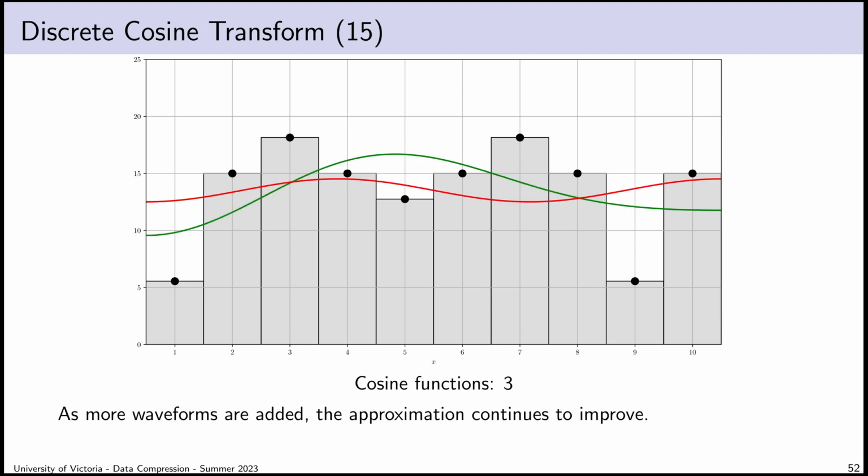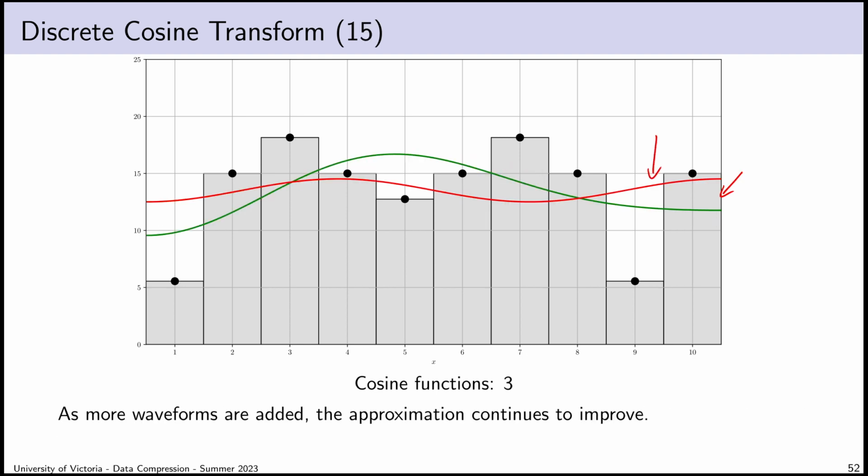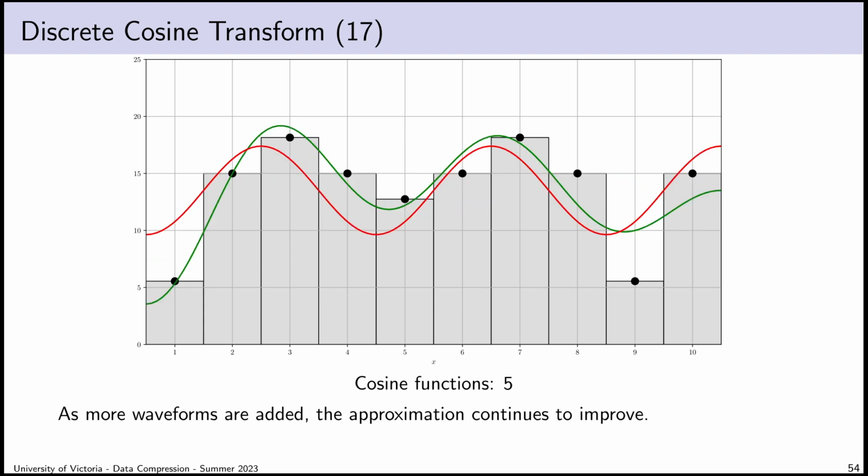For all the remaining diagrams, the green line is the sum of all the functions I've created so far. The red line is the function I've just added in. So this is the third function I've added. I take my wave from the previous step and I add in this red line here and I get the green line. So notice how the green line is getting a little bit closer to matching up with all of the points. I add four functions, it gets closer, I add five. As I go forward, the functions I add have higher frequencies.